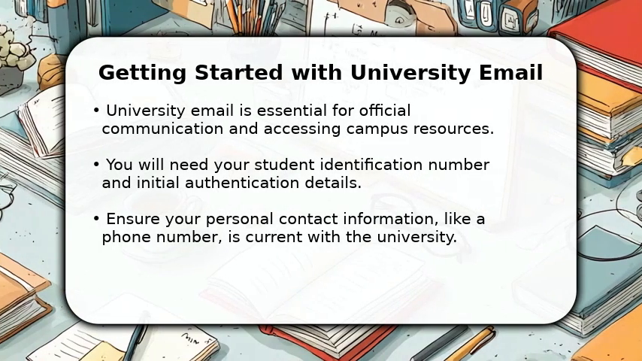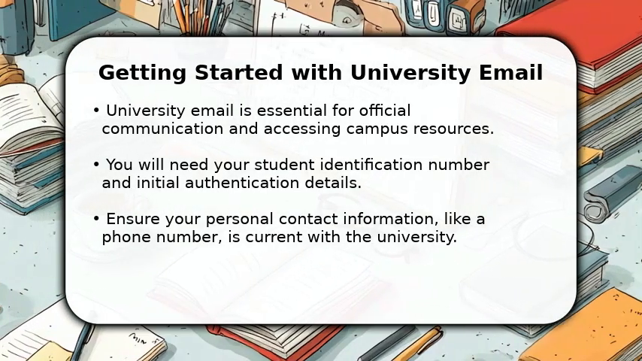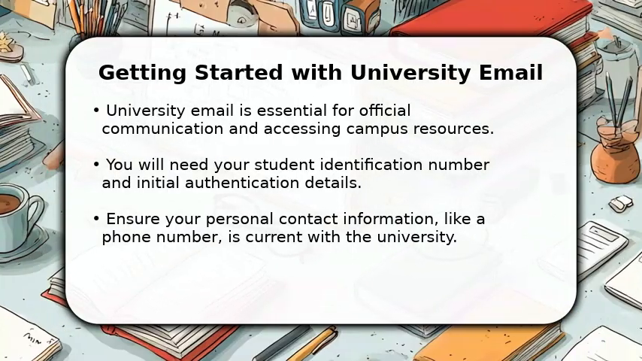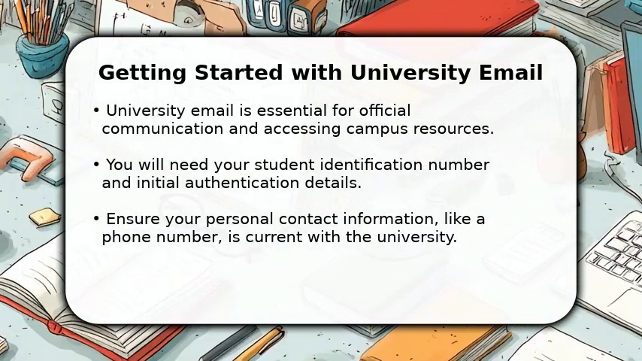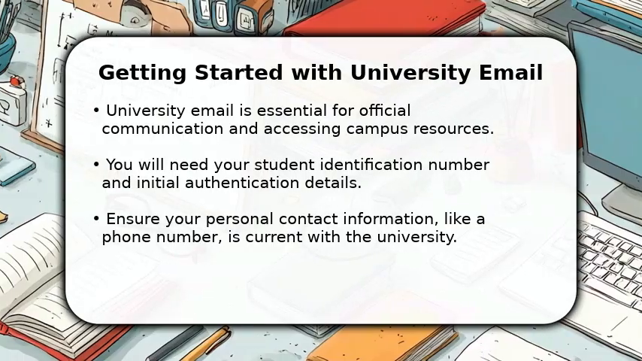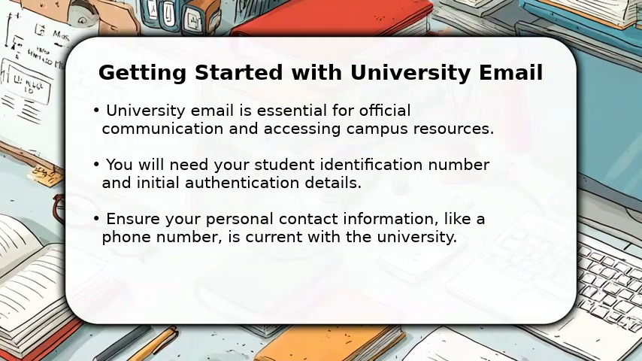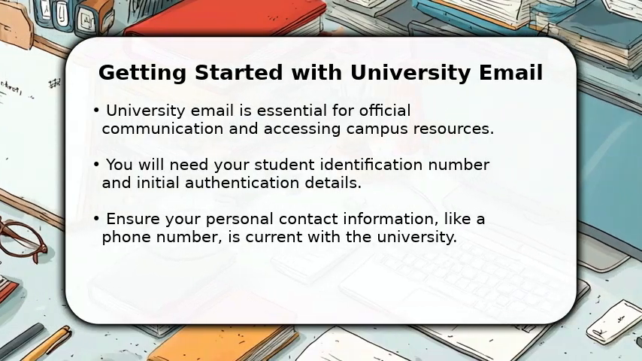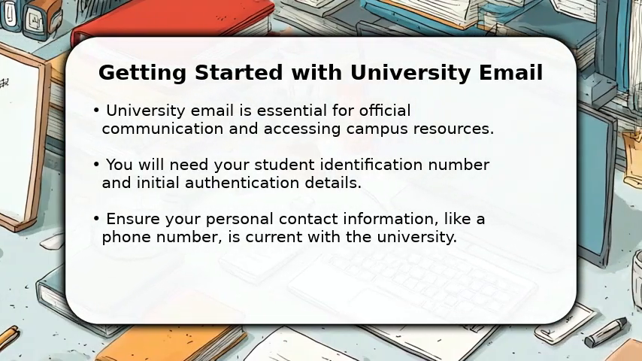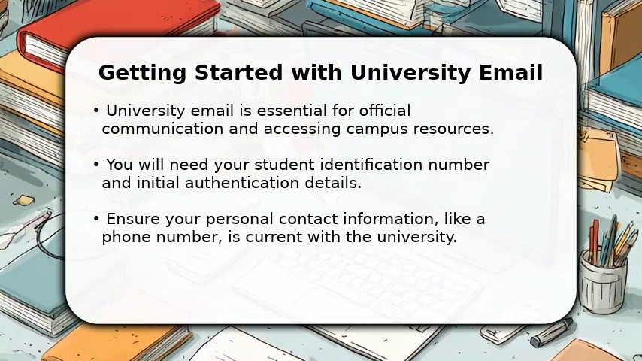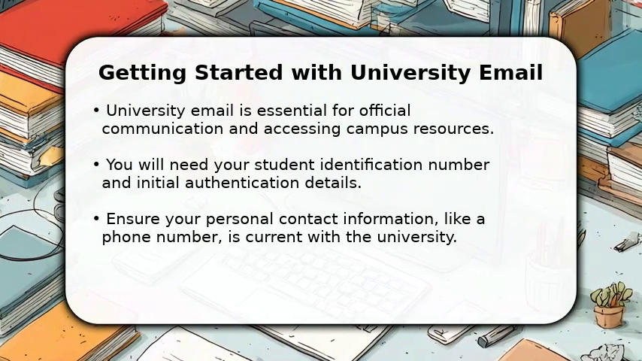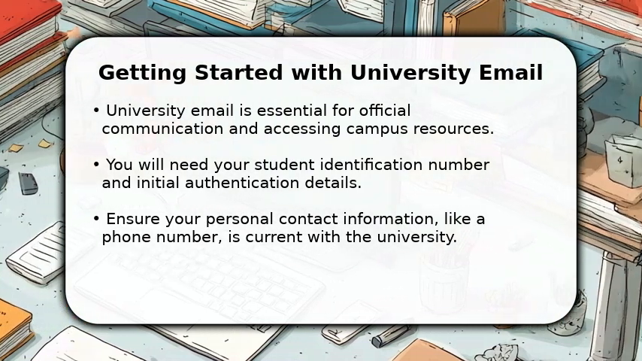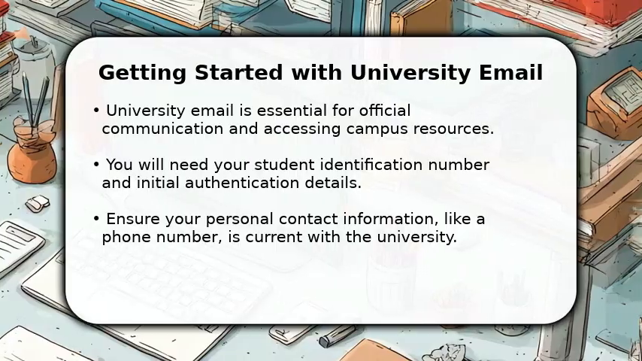In this video, I will explain how to make your university email. First, gather your student identification number and any initial login credentials provided by the university during your admission process. Access the university's official website and carefully locate the New Student or IT Services section. You will often find a direct link or specific instructions there for account activation. Having these essential details ready beforehand makes the entire setup process much smoother and quite efficient.